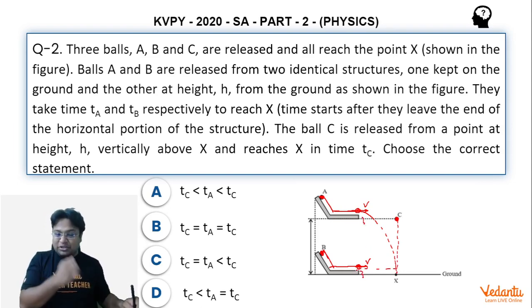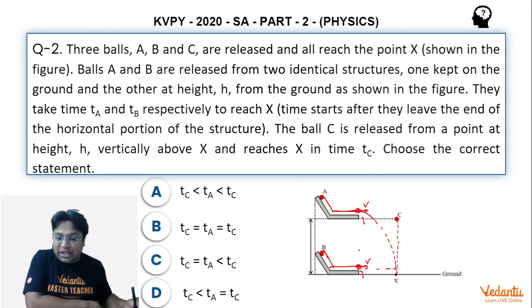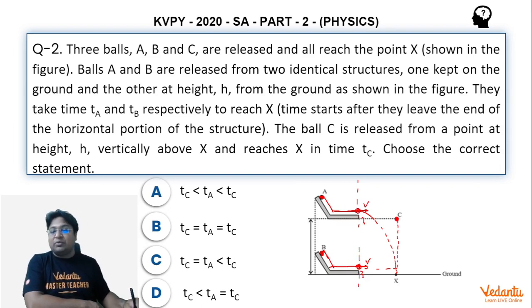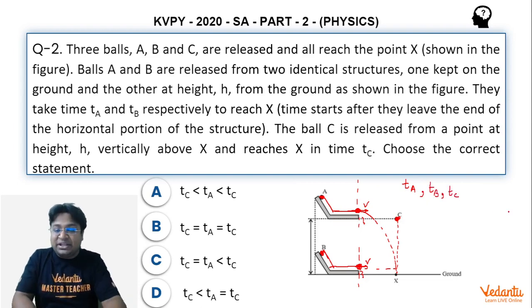So all these three balls pass through the point X, and we are calculating the time for each ball. For balls A and B, the time calculation began when these balls crossed this location. We started the stopwatch for A when ball A was here, we started the stopwatch for ball B when ball B was here, and we started the stopwatch for C after releasing ball C from here. We noted the time these balls take to reach point X as TA, TB, and TC. Now, what we have to do is to compare TA, TB, and TC.